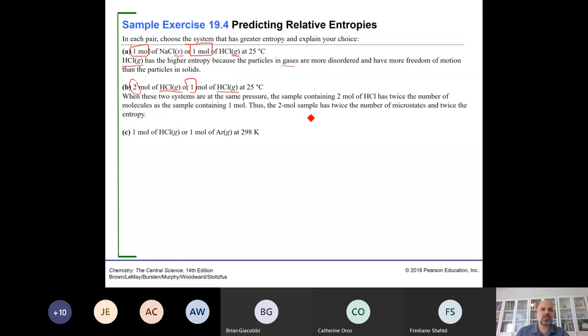C, 1 mole of HCl as a gas or 1 mole of argon as a gas. This is interesting, right? We both are a gas. What's the difference between the two? We both have 1 mole. One is HCl.